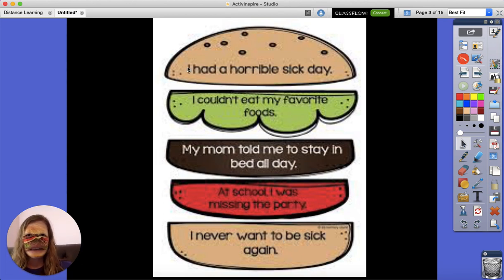So we see we have our top bun that tells us exactly what we're going to be talking about. And then we have our details that told us why it was such a horrible sick day, right? Because he couldn't eat his favorite foods, his mom told him to stay in bed all day, and he was missing a party at school. And then our bottom bun, which ties it all together and holds all of our good ingredients together, is I never want to be sick again.